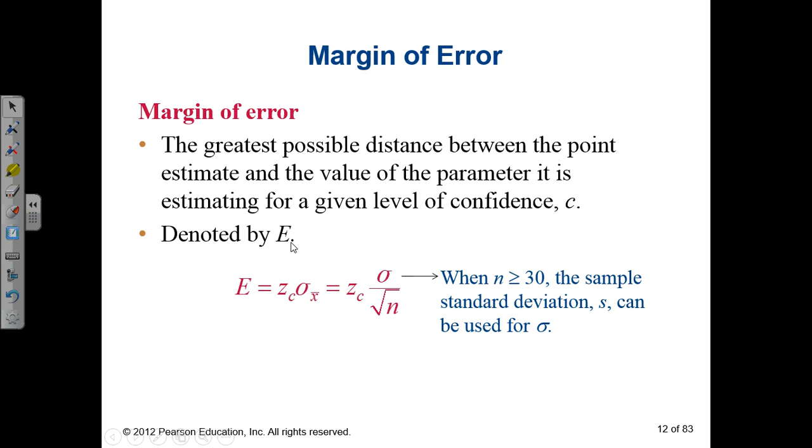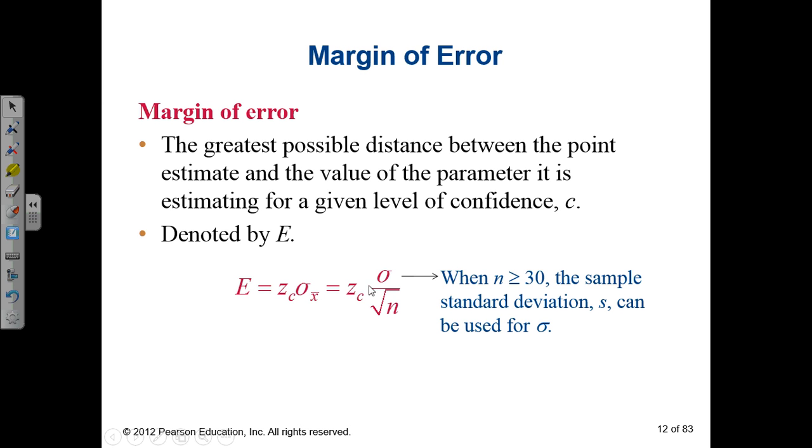The formula for E, the margin of error, is z sub c times the standard deviation of x bar, which we saw in section 5.4, is the population standard deviation divided by the square root of the sample size. Remember, this is also known as the standard error of the mean. We saw this in section 5.4.